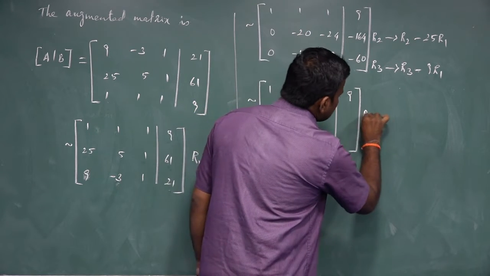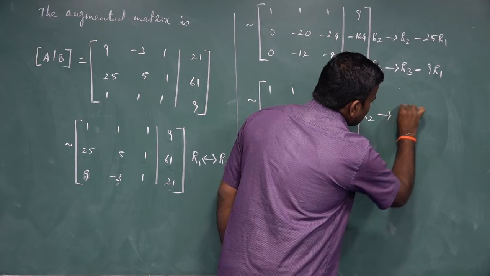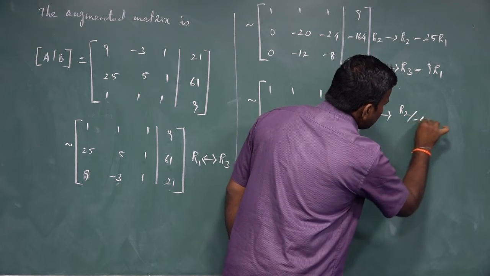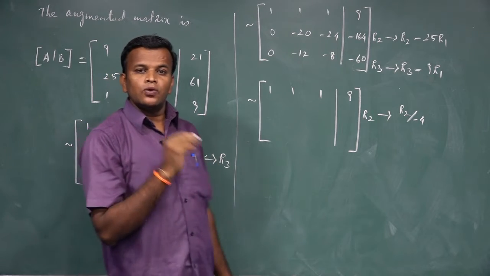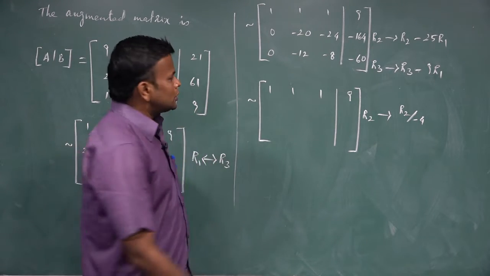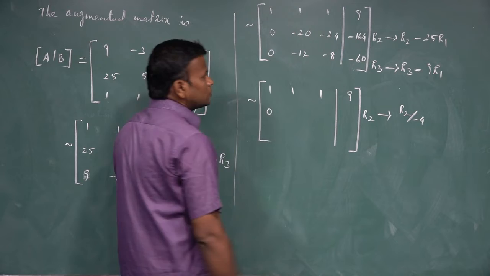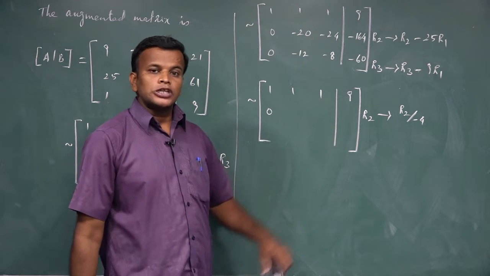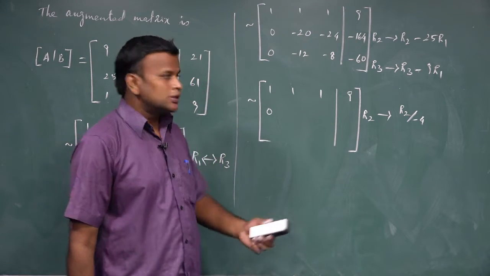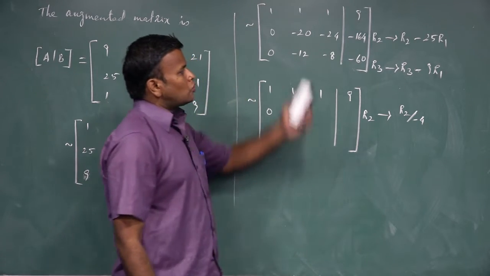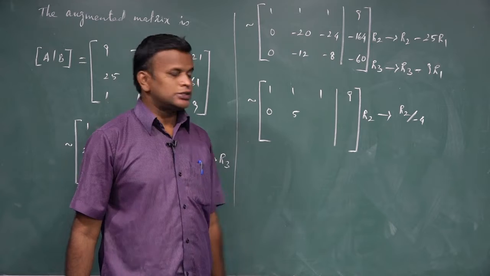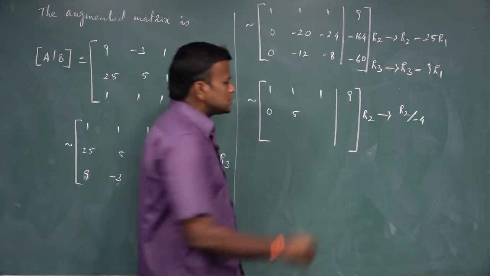And I write R2 as R2 divided by minus 4. That is, I divide the second row fully by minus 4. So 0 by minus 4 is 0. Minus 20 by minus 4: minus by minus is a plus, 20 by 4 is 5. 24 by 4: minus by minus is plus, 24 by 4 is 6.